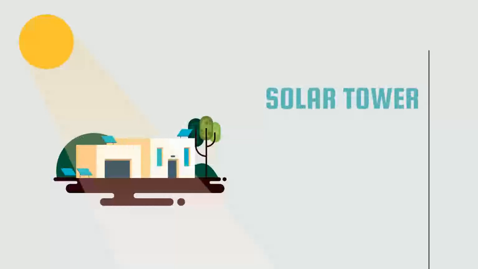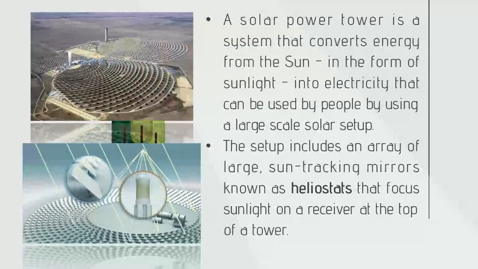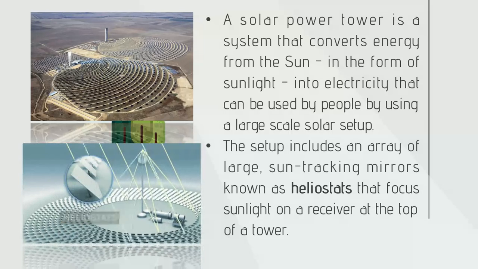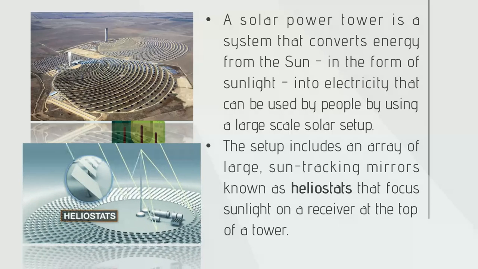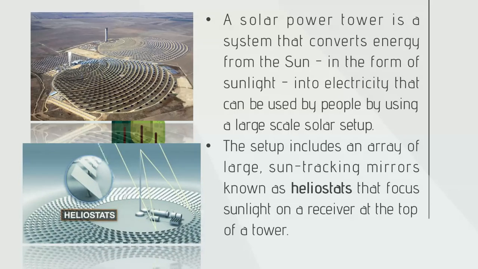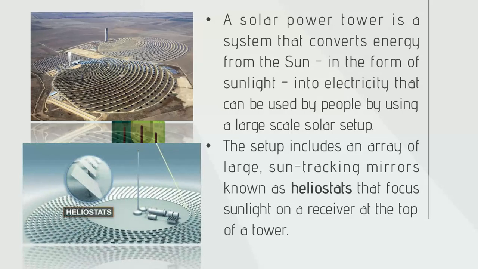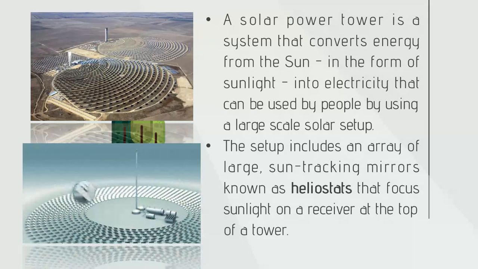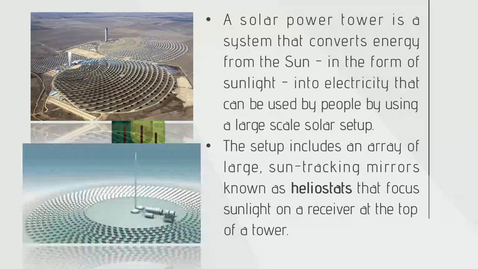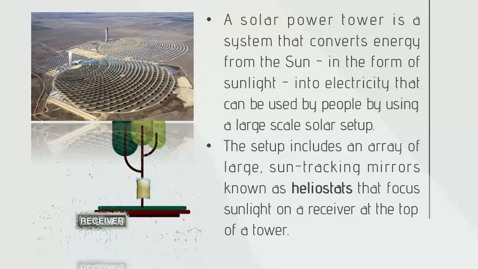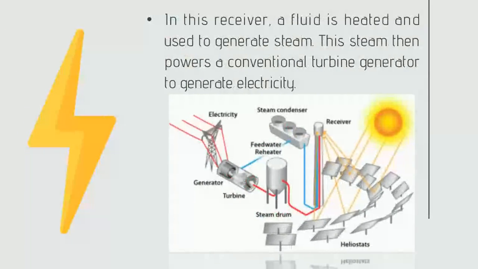Next, we have solar tower. A solar power tower or solar tower is a system that converts energy from the sun in the form of sunlight into electricity that can be used by people by using a large-scale solar setup. The setup includes an array of large sun-tracking mirrors, also known as heliostats, that focus sunlight on a receiver at the top of a tower. So what is the receiver? In this receiver, a fluid is heated and used to generate steam. This steam then powers a conventional turbine generator to generate electricity.